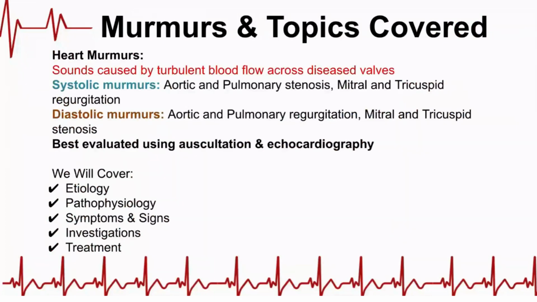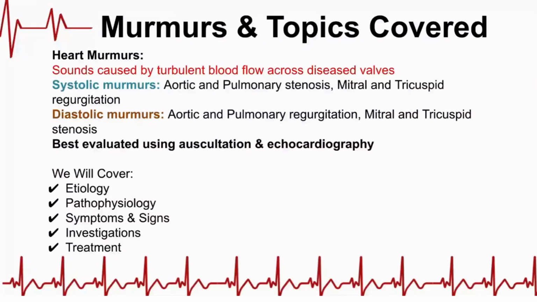So what we will cover is we will talk about murmurs, and we will talk about each valvular disease. We'll talk about the etiology, pathophysiology, symptoms and signs, investigations and treatments. I just want to talk about some heart murmurs. What are these murmurs? These murmurs are caused by turbulent blood flow across diseased valves.